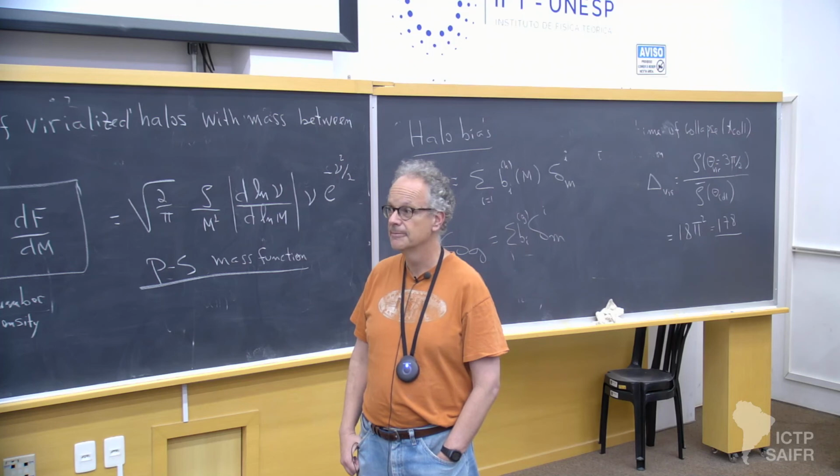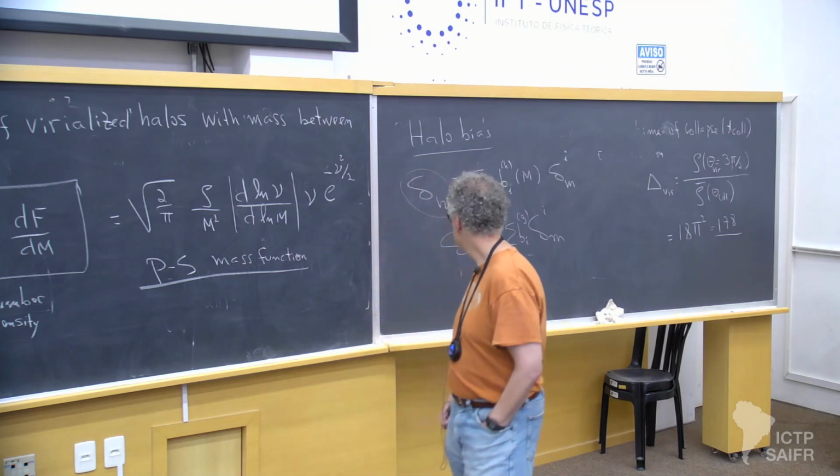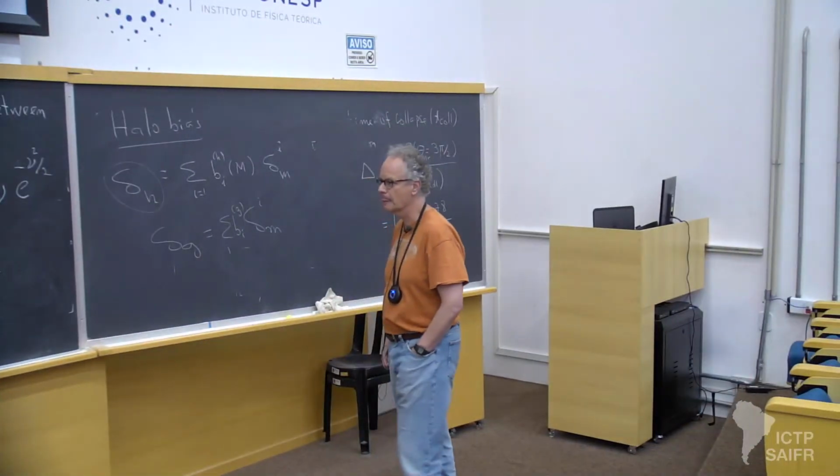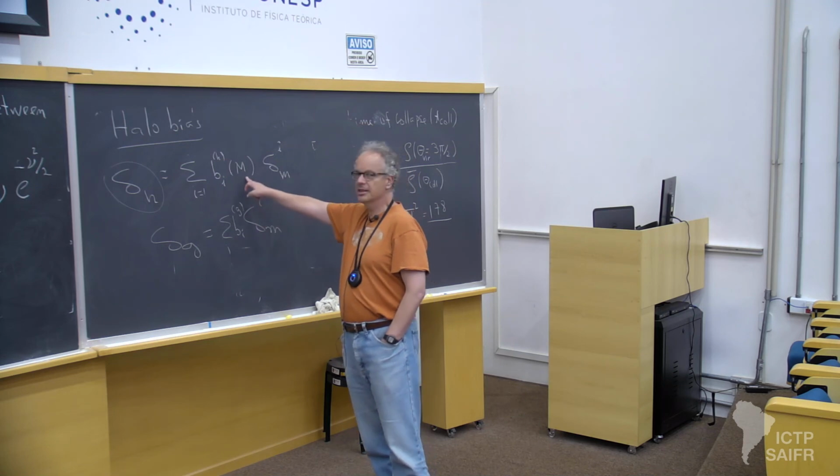Halos have different masses. Big halo. Yeah. Suppose here you have a big halo with a huge mass. This is a small halo with a small mass. Each one of them has a different bias. Yeah, the bias can depend on the mass.